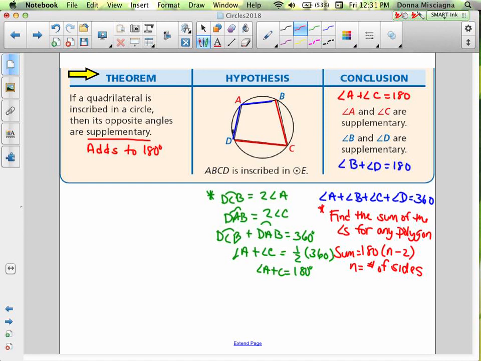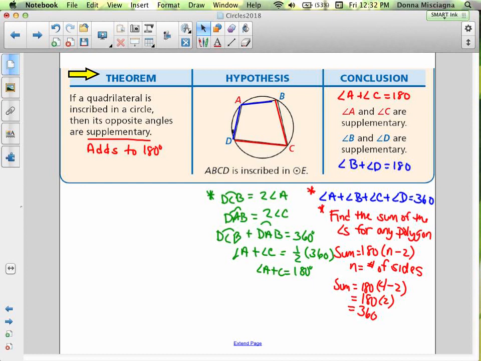Let's just check with the quadrilateral there. So for a quad, the sum would be 180 times, a quadrilateral has 4 sides, that would be 180 times 2, or 360, which is exactly what we got up here.